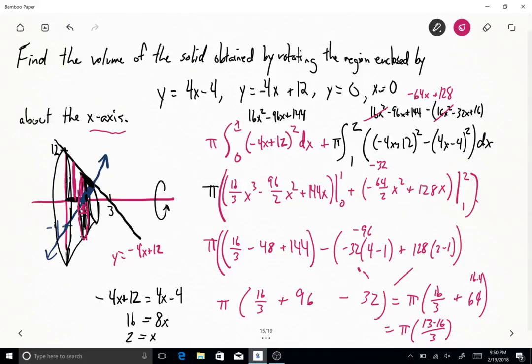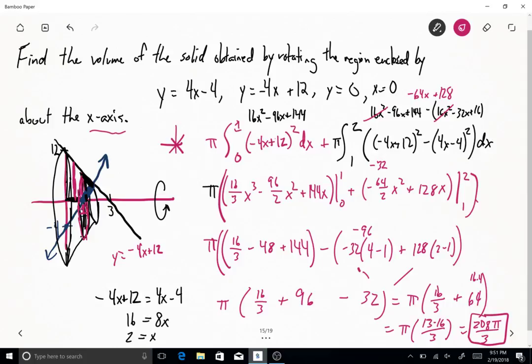Yeah, 208 divided by 3. So 208 pi divided by 3, and that's a final answer. Needless to say, you didn't need to go that far. I'm more concerned with the setup, setting this thing up right there.